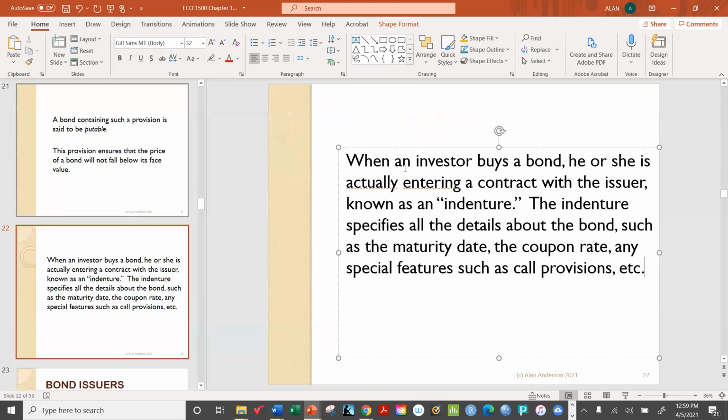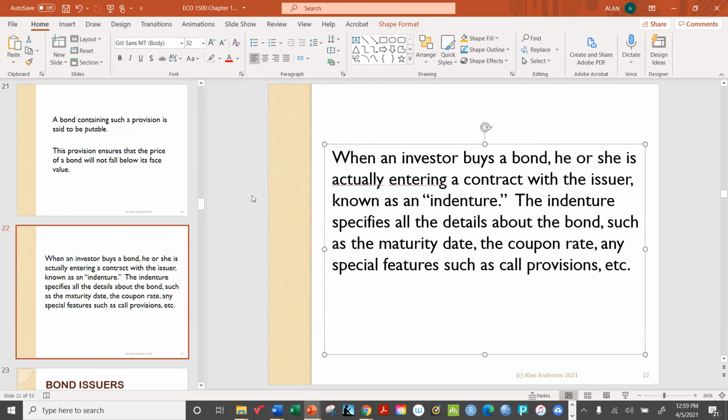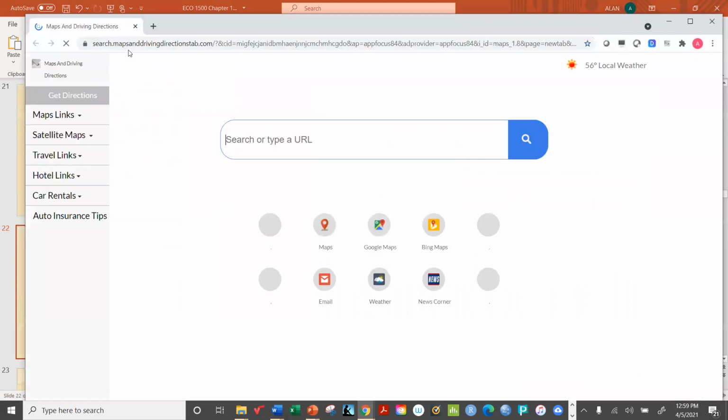It's in the contract that you actually are entering into with the issuer, and they have to tell you all of this stuff. They're legally required to tell you what you're getting yourself into when you buy this bond. Imagine how chaotic it would be if they didn't have to tell you all of these details and left you guessing. Now, we did actually start to look at the FINRA website, I believe, last time.